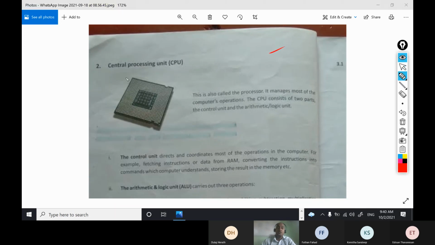All right, then we talk about the CPUs, right? Okay, tell me about the main parts of the CPU.